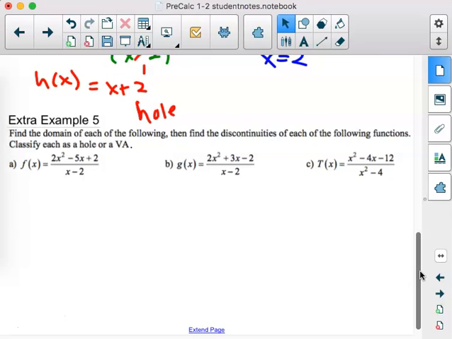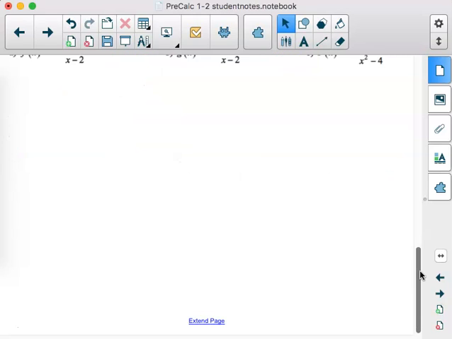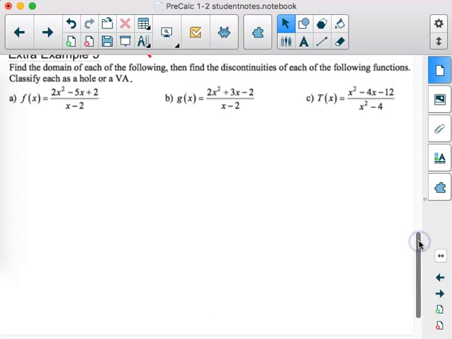Extra example 5. Find the domain of each of the following, then find the discontinuities of each of the following functions. Classify each as a hole or a vertical asymptote. So now we're starting to see division, which reminds us, oh yeah, that's hyperbolas. So let me see what we can do here.